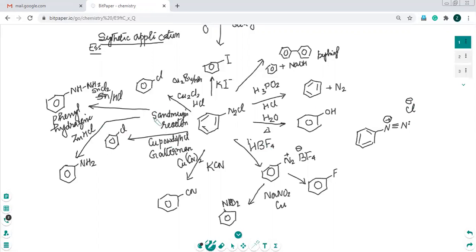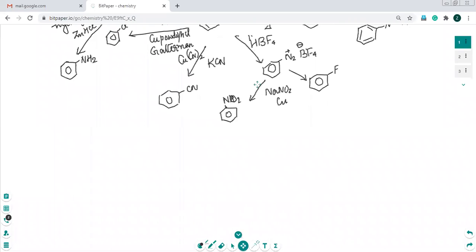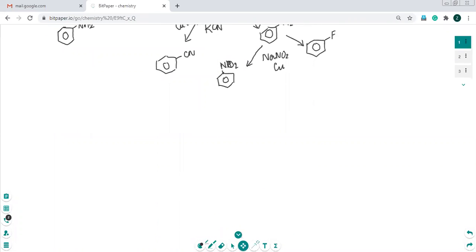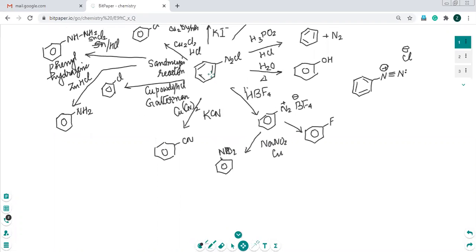So these are the different reactions. Please learn this by heart. Most probably you will get a reaction in the exam, a question from the university exam. Now, you can see almost all the reactions which we discussed yesterday with this compound remove a molecule of nitrogen from it, except the reduction.